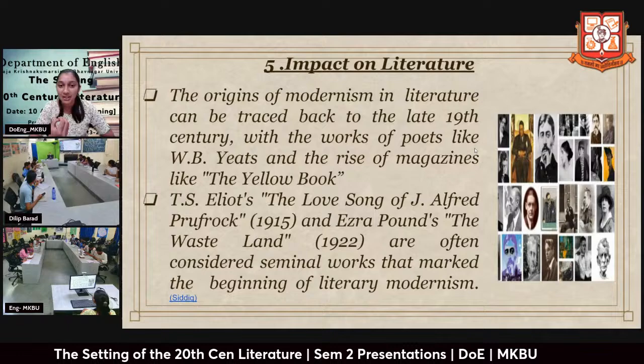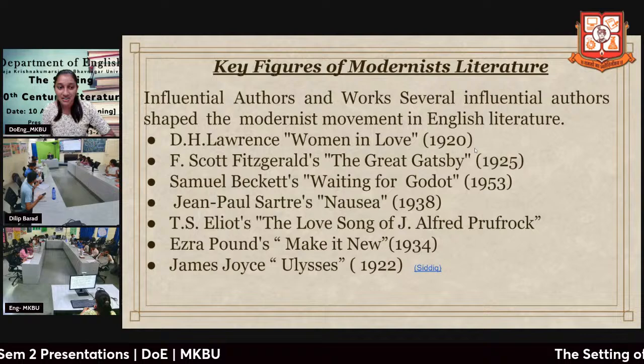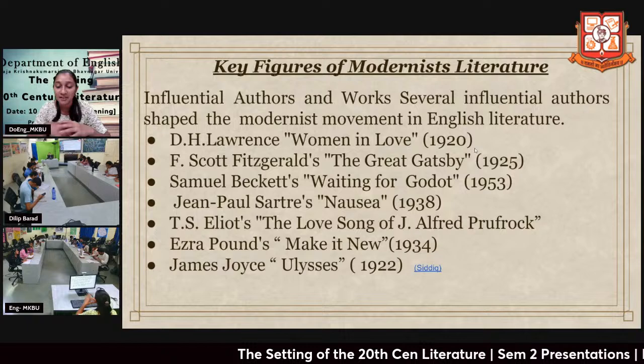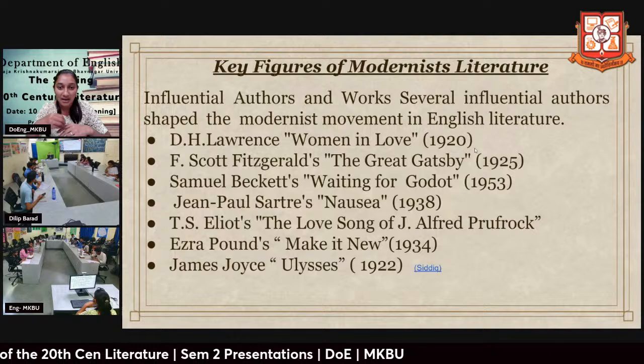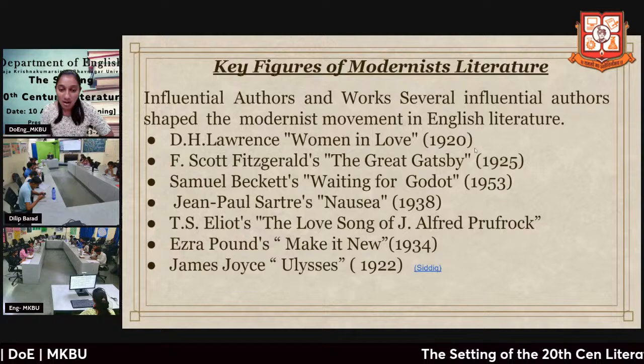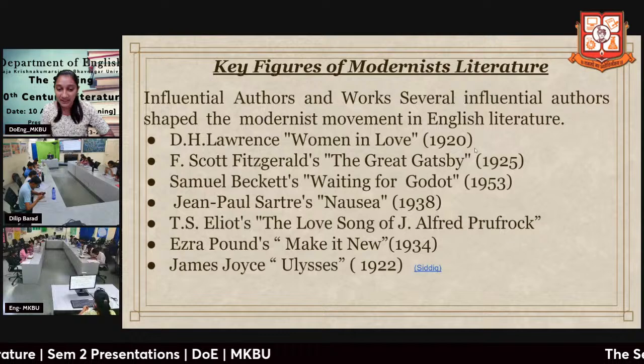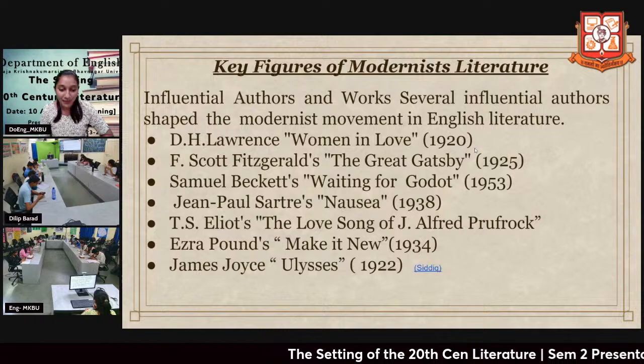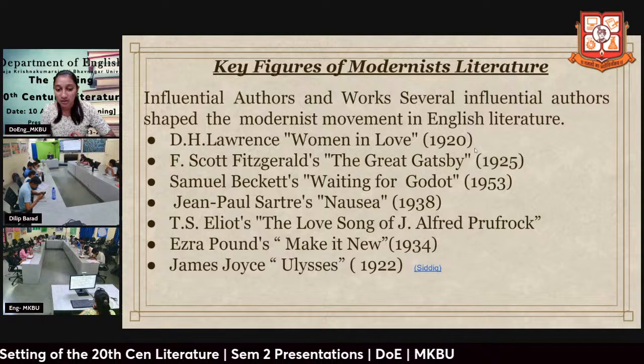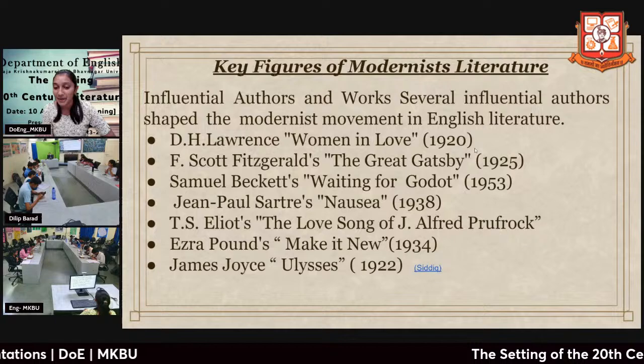Now the key figures of modernist literature. Here I put the impact of modernism on literature and the various leading figures in modernism who replaced the old ideas in literature. First is D.H. Lawrence, his Women in Love, which was published in 1920. Fitzgerald's novel The Great Gatsby, Samuel Beckett's Waiting for Godot, and Jean-Paul Sartre's Nausea. T.S. Eliot, The Love Song of J. Alfred Prufrock, Ezra Pound's Make It New. Make It New is a phrase used by Ezra Pound, and these are the books and novelists considered modernist, which reflect the impact of modernist ideas on literature.